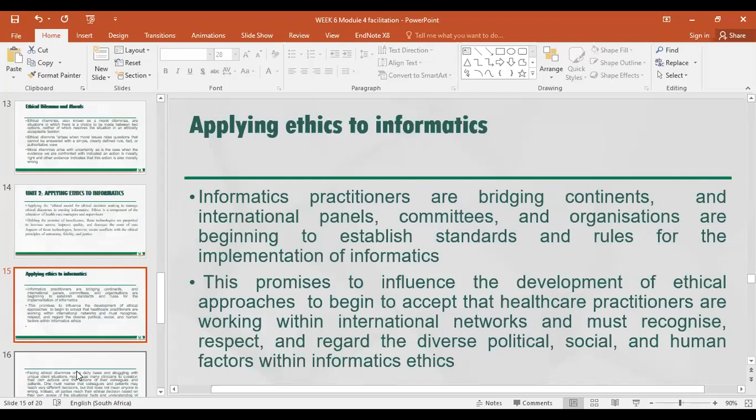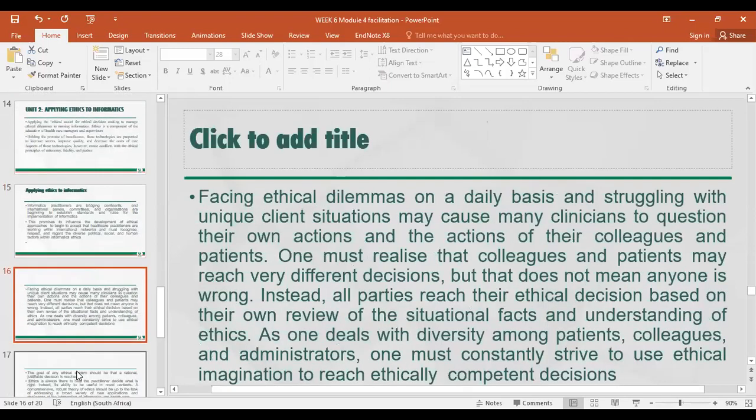This actually promises to influence the development of ethical approaches, to begin to accept that healthcare practitioners are working within international networks and must recognize, respect, and regard the diverse political, social, and human factors within informatics ethics. So it is high time that we acknowledge and accept that we are working within international networks. Hence, it will improve our practice regarding technologies.